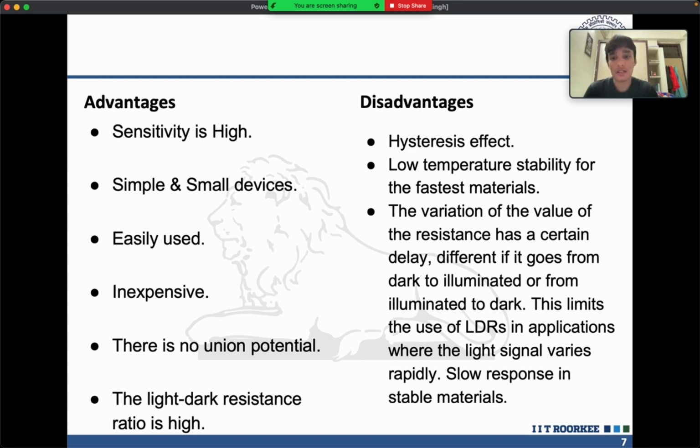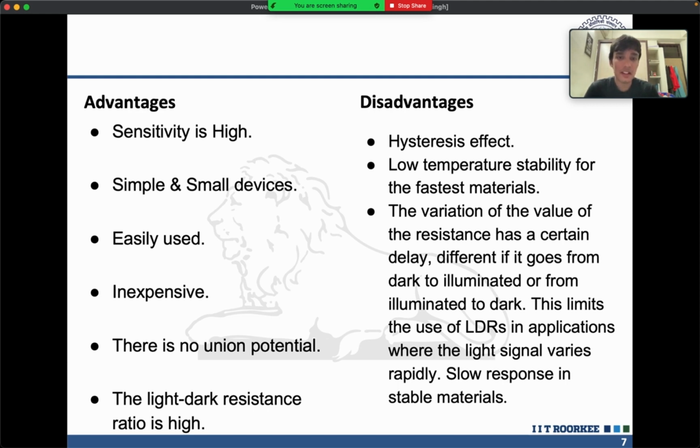It is very inexpensive and cheap because the equipment is very simple and there is no junction potential, and also the light to dark resistance ratio is very high, so it is very easy for the LDR to differentiate between light and dark environments. Now, disadvantages.